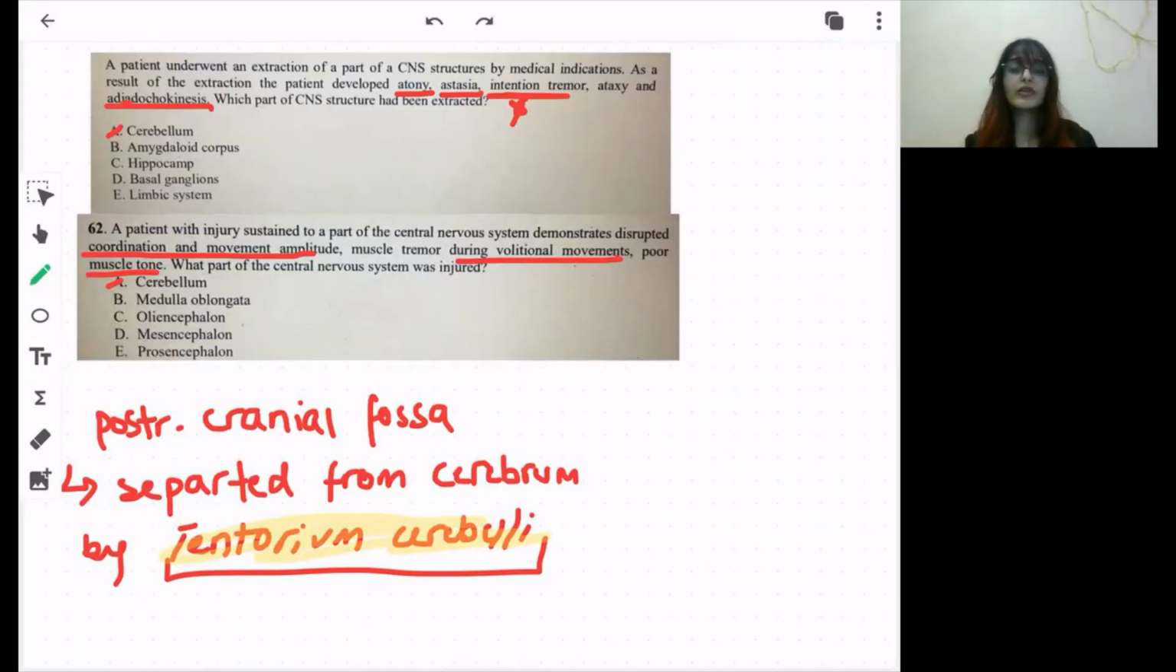So that was a quick review of cerebellum and all the questions that were asked in Krok, or mainly you just have to remember all the functions and all the symptoms that are seen in cerebellar injury.